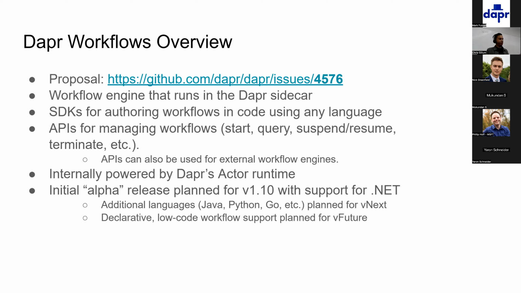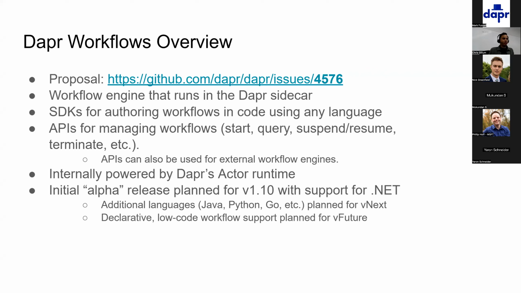So anyways, the initial alpha release, as Mark mentioned already at the start of this call, is all targeting 1.10. And in this alpha release, we're supporting .NET for both the management APIs as well as the SDKs for authoring workflows. And of course, you can still use HTTP for calling the APIs for managing workflows.